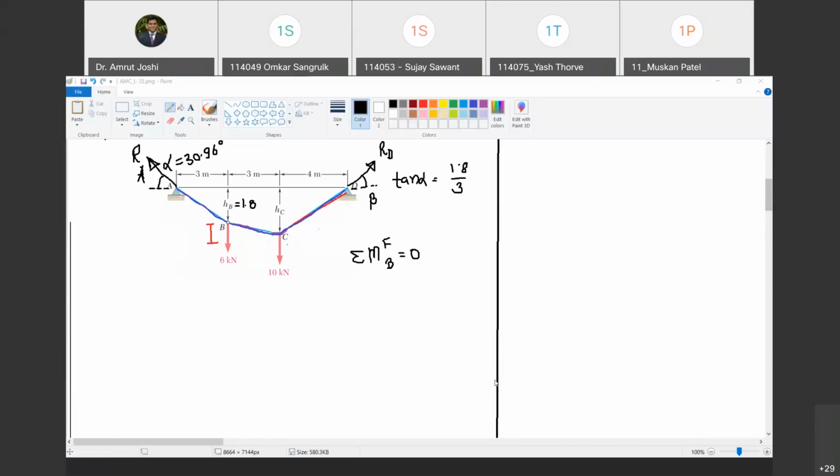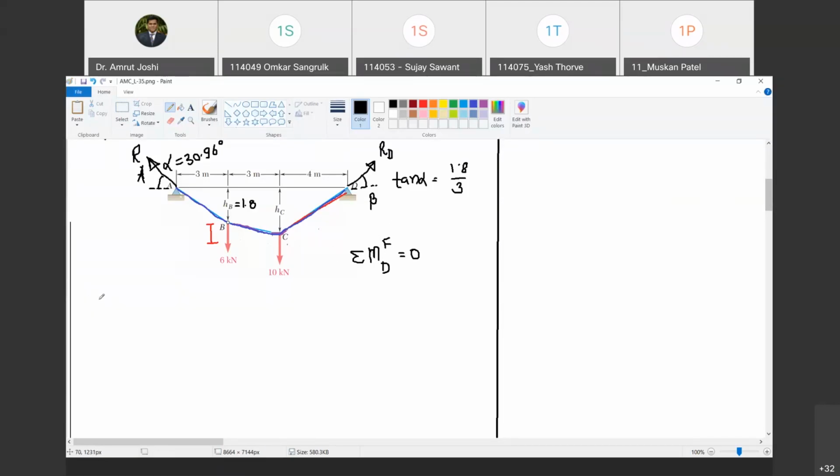Why? Because if I apply summation of moments of all the forces about A equal to 0, then you are going to have 2 unknowns involved, RD and beta. But if I apply summation of moments of all the forces about B equal to 0, the only unknown involved is RA. Do you agree with me, Muskan? About D, it should be D, not B. I am sorry. Are you with me now? Yes, sir.